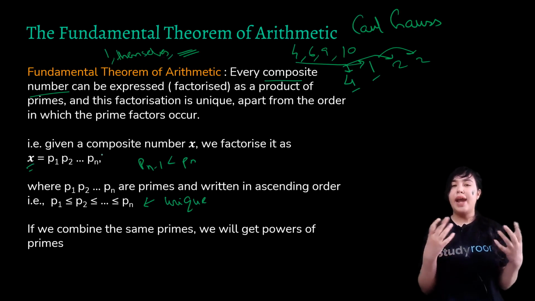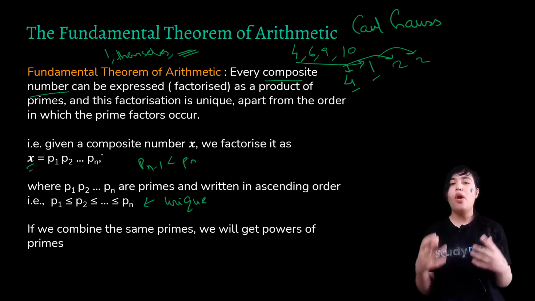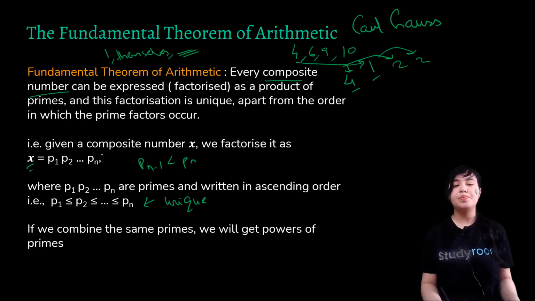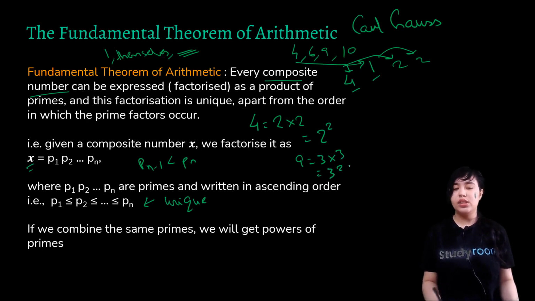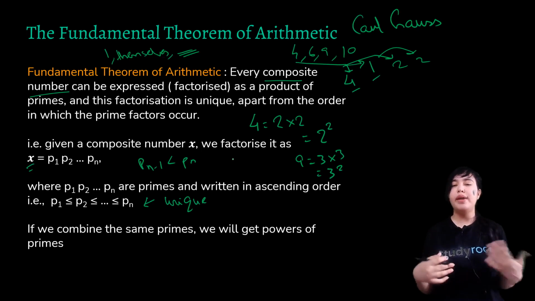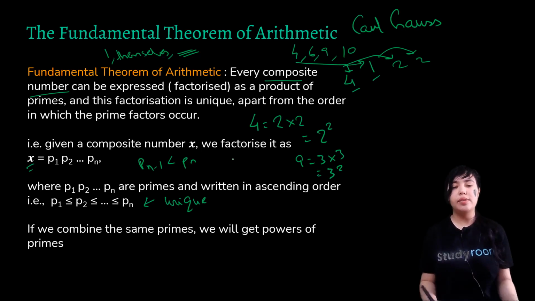In case of prime numbers which are the same or common, we can combine them using exponents, powers or indices. Basically, if 4 is written in the form of prime factors as 2 and 2, then instead of writing this twice, I can simply write it as 2 to the power 2. Similarly, 9 is 3 into 3, so I can write it as 3 square. 27 can be written as 3 cube, 8 can be written as 2 cube, and so on.